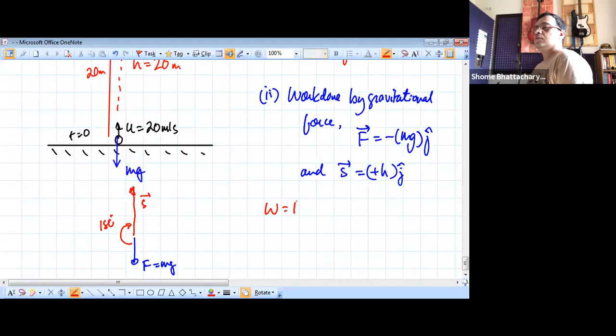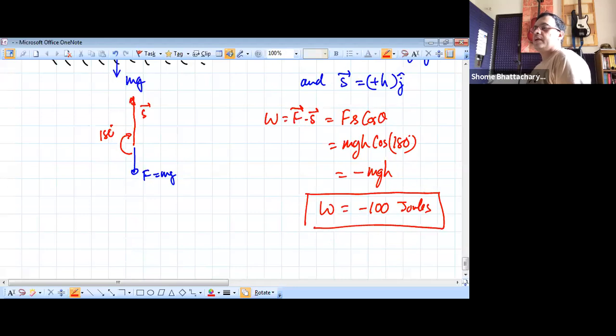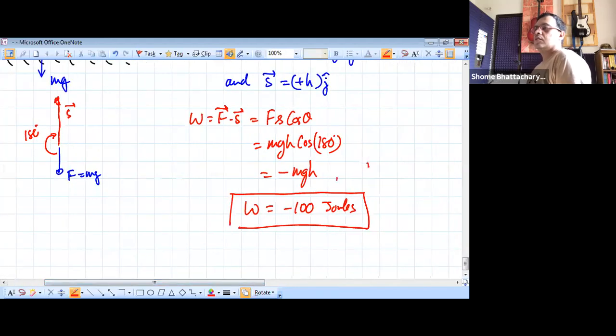So the work done will become magnitude of F into S into cos theta. Now the magnitude of the force will be mg, the magnitude of displacement is h, but the angle between them is 180 degrees. So in fact, as a body goes up, gravity does negative work on it. So this is going to be minus 100 joules when you calculate the values given, substitute m as 5 kilograms, g as 10 meters per second square, and the height which we calculated, 20 meters. So this will be the work done.